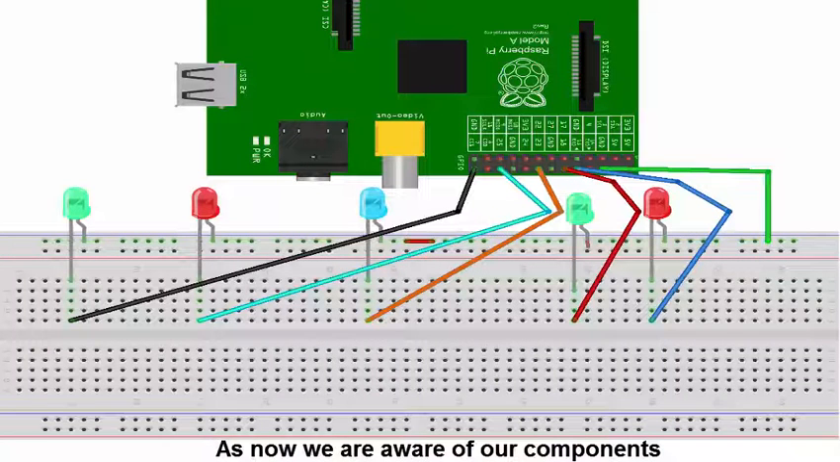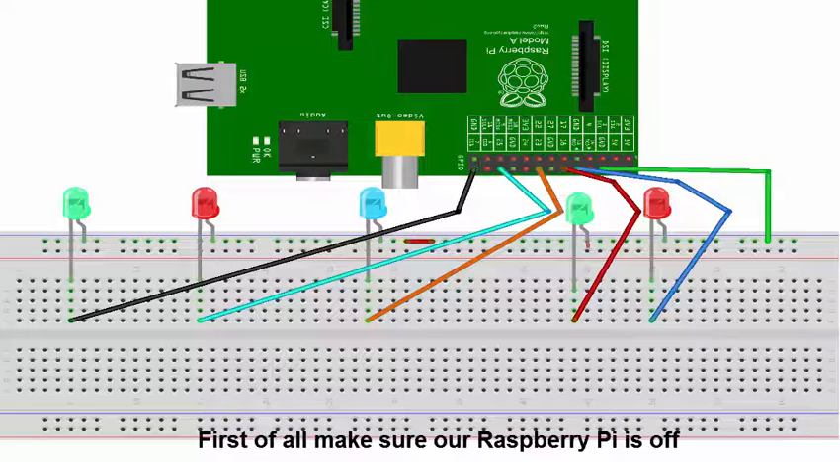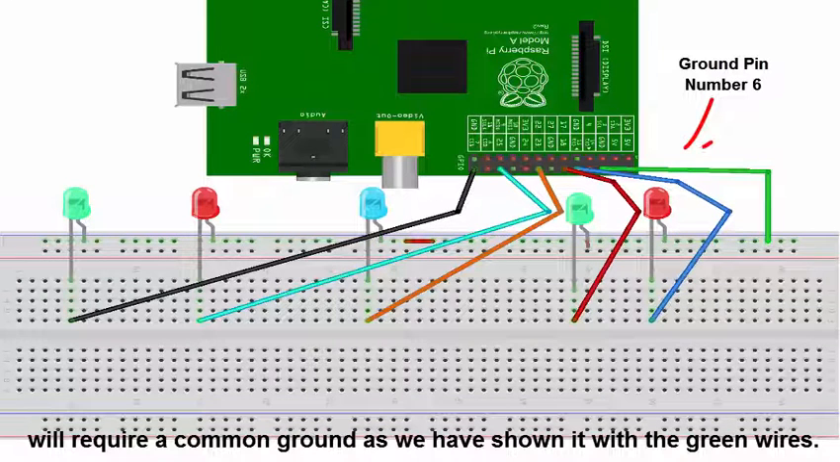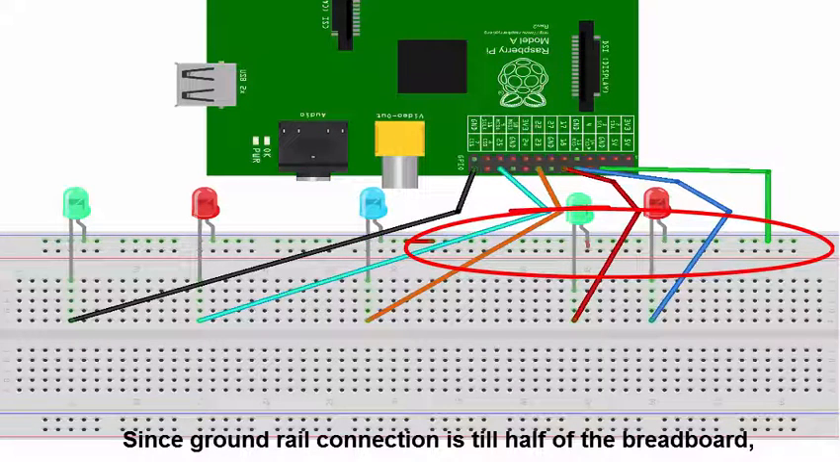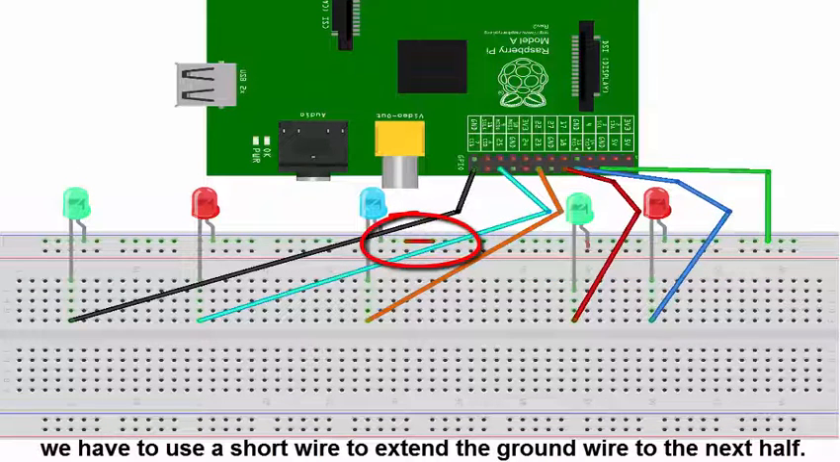As now we are aware of our components, we will start assembling the circuit as shown in the diagram. First of all, make sure our Raspberry Pi is off so as to avoid short circuiting. In most electronic projects, everything that connects will require a common ground, as we have shown with the green wires. Since the ground rail connection is only half of the breadboard, we have to use a short wire to extend the ground wire to the next half.